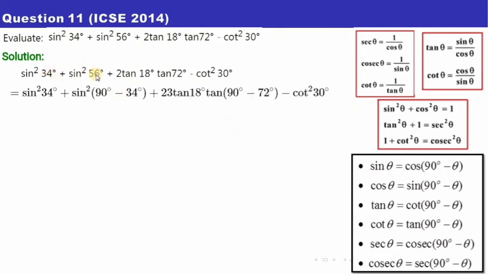So let me change 56 here. So 56 can be written as 90 minus 34, and out of 18 and 72 I am changing, just wait a minute, there's a mistake from my side.